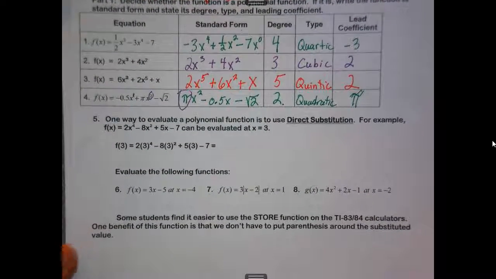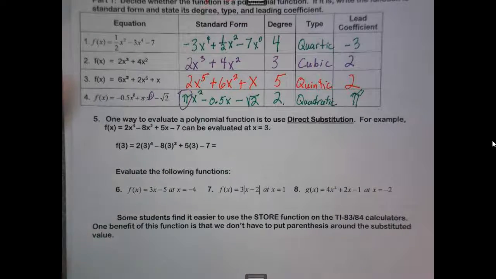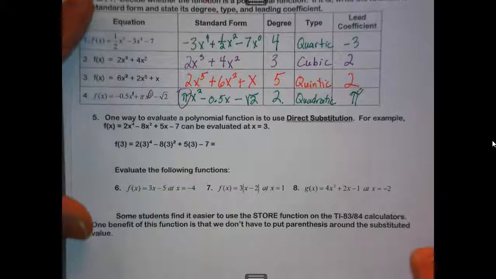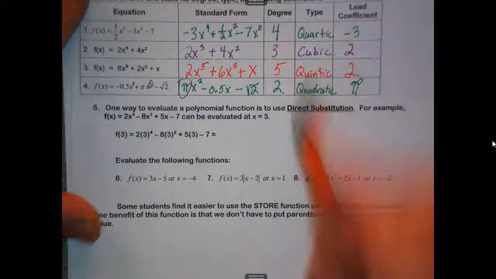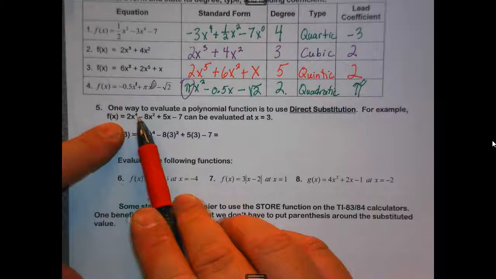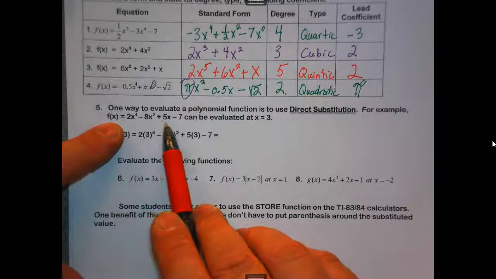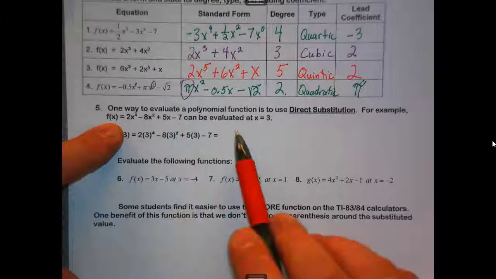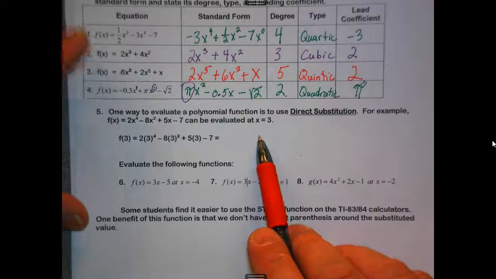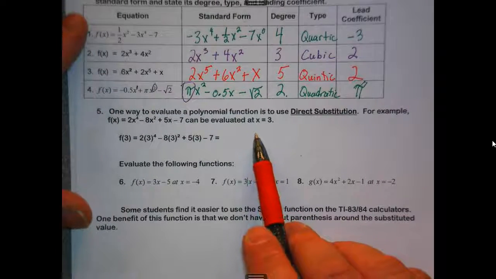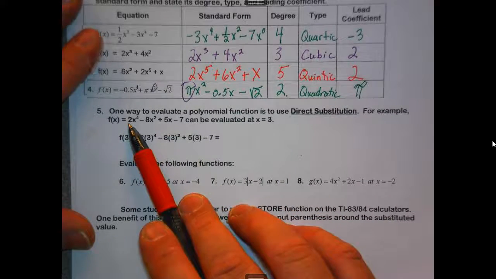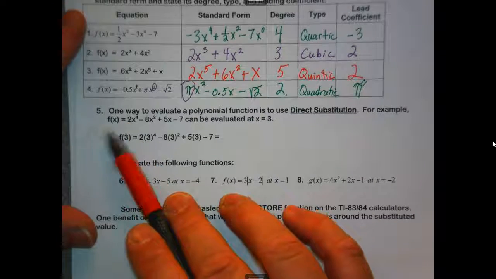Number 5. This is where the more funner stuff starts. Remember, this is the same worksheet I used in Algebra 1. You guys should have done this already. All right, so we have a polynomial function here, f of x equals 2x to the fourth minus 8x squared plus 5x minus 7, and you're supposed to be evaluating this at x equals 3. Well, in mathematics, we don't like to write anything in English language whatsoever. We just like to use symbols. And this is what we call function notation, right? Because of the f of x.